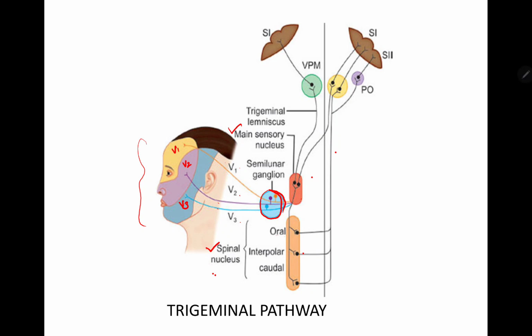First is oral. Next is interpolar. And the third one is caudal, which is most important for pain. This is where the chronic face pain fibers end. So this is most important for pain. So this is from the semilunar ganglion. It will reach the main sensory nucleus and the spinal nucleus. These two are the brainstem nuclei. Okay.